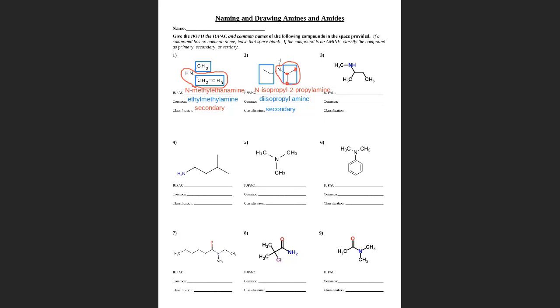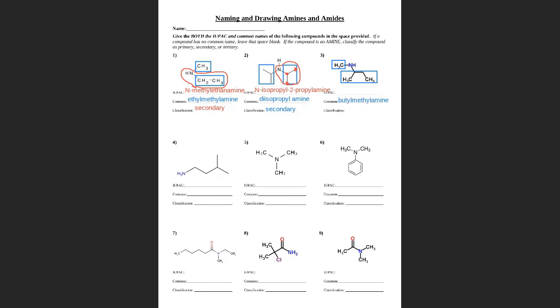So the common naming system, once again, I have two sides to this. And I'm going to go ahead and change the colors. And then we also have a 1-carbon branch. So the 4-carbon branch is going to be a butyl group. The 1-carbon branch is going to be a methyl group. So this is going to be common name butyl methylamine.